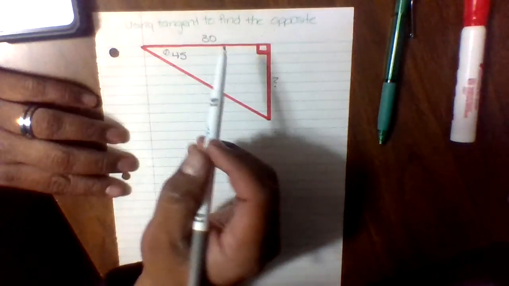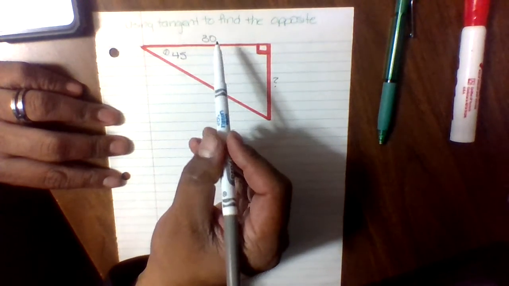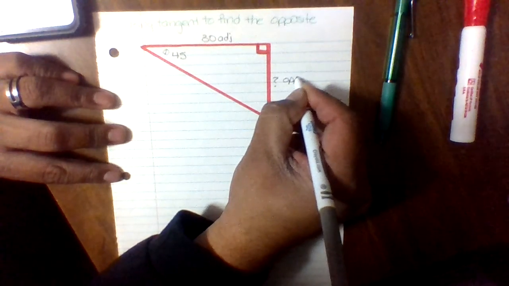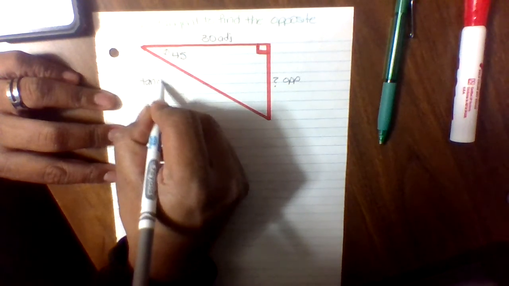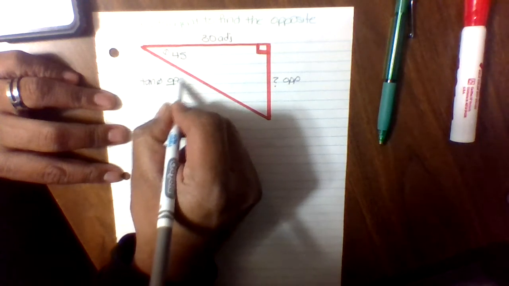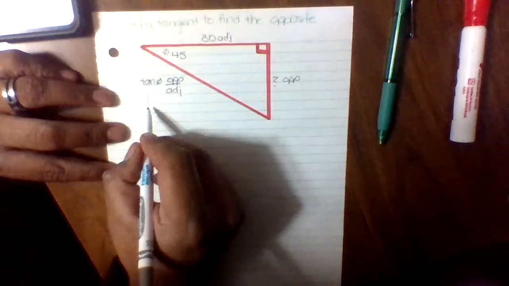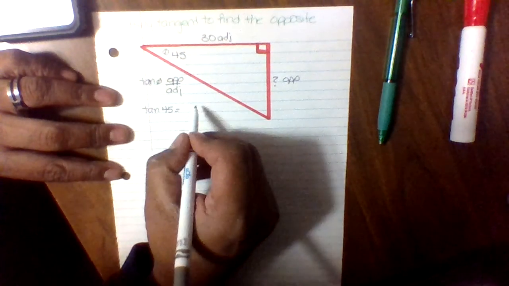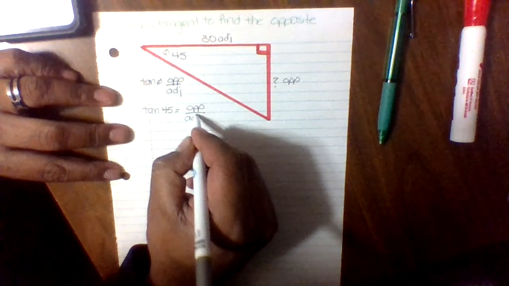So in this case, we're using tangent to find the opposite. We have the adjacent side and we have the degrees. We're just going to label that this is the adjacent side and this is the opposite side. Now, we know that the ratio is tan theta equals opposite over adjacent. So that would mean that the tangent of 45 is equal to some number. In this case, we can just leave it as OPP over ADJ.